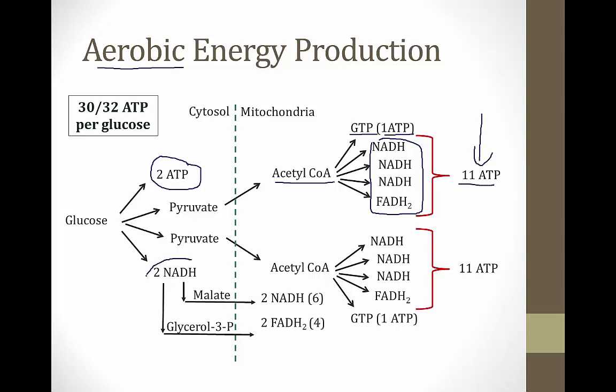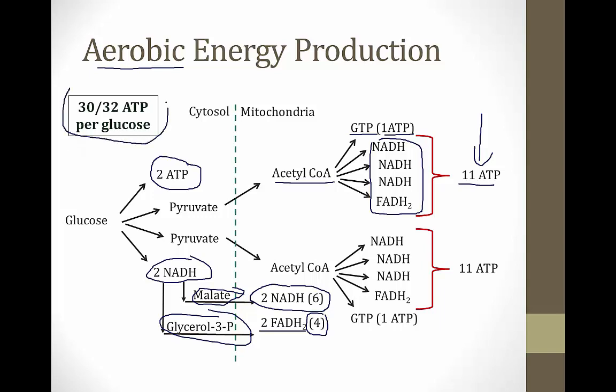And then finally, the two NADHs that come from glycolysis can be converted into two NADHs inside the mitochondria worth 6 ATPs if you use the malate shuttle, or they can be converted into two FADH2s via the glycerol 3-phosphate shuttle, and that is worth 4 ATPs. If you sum all these numbers together, you determine that we can get either 30 or 32 ATPs per molecule of glucose, depending on which shuttle we use to get these two NADHs inside the mitochondria.